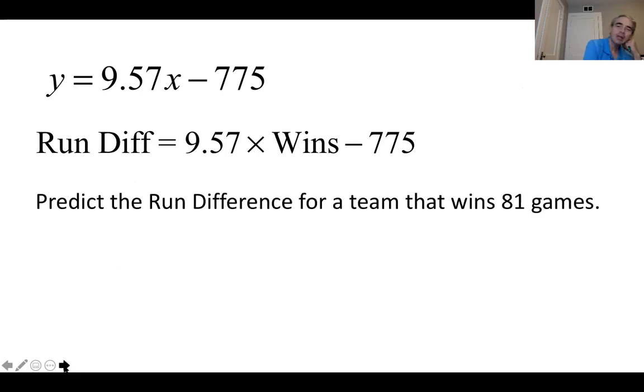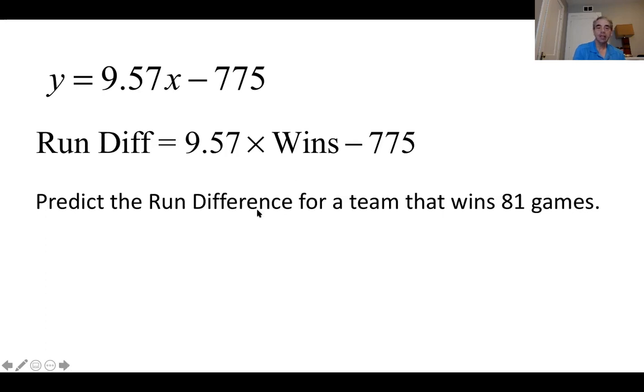But what if a team wins 81 games? Now think about that. If you know about baseball, a typical baseball season has 162 games. So if a team wins 81 games, it loses 81 games, the exact same number of wins and losses. So what would you predict the run difference to be? If they win and lose the exact same number of games, the number of runs they give up and the number of runs they score should be about the same. So the run difference should be pretty close to 0.